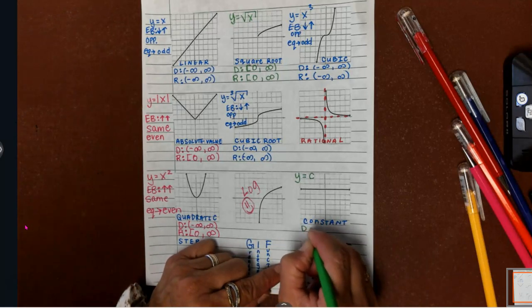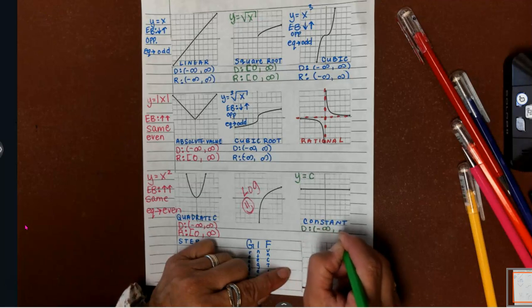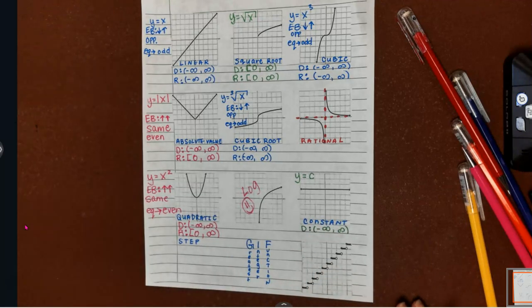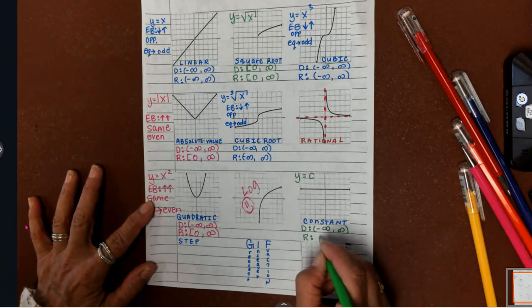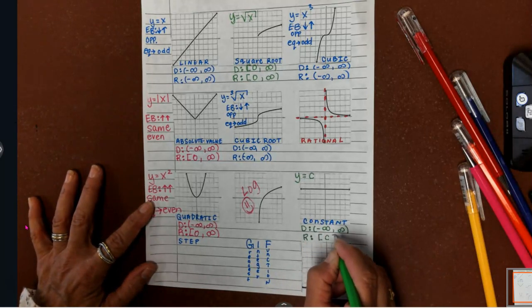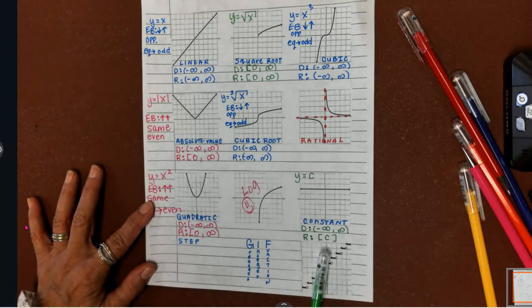Now, for the domain, y'all, it is negative to positive infinity. Like, I could put any x value I want. But the range, I'm stuck. Whatever that constant is going to be the range.